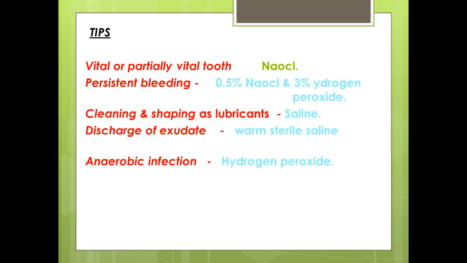So these are small tips for you. If the tooth is vital or partially vital, you have to use hypochlorite. If there is persistent bleeding while accessing, use 0.5% hypochlorite and 3% hydrogen peroxide. And in cleaning and shaping, as a lubricant you can use saline. If there is a discharge of exudate, you can use warm sterile saline. And if there is an anaerobic infection, use hydrogen peroxide only. So these are some clinical tips while doing cleaning and shaping.